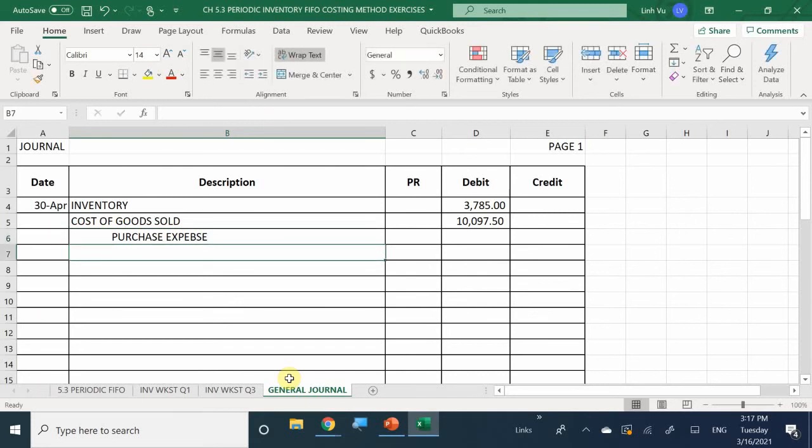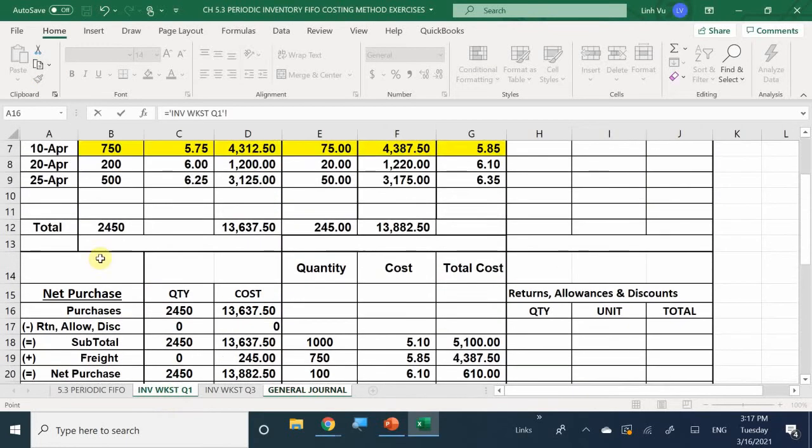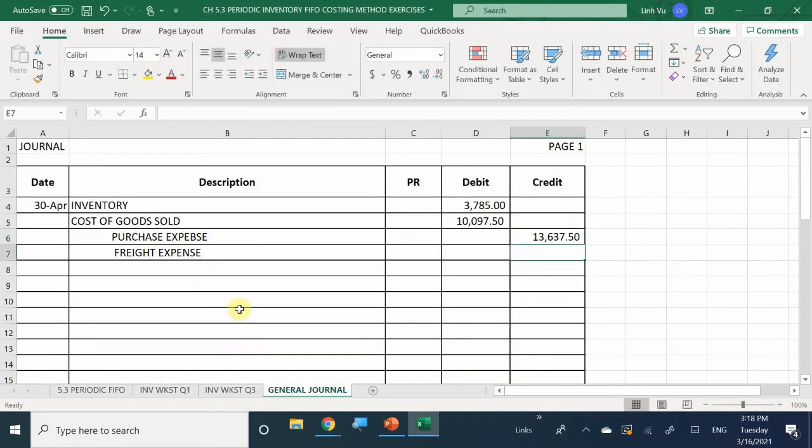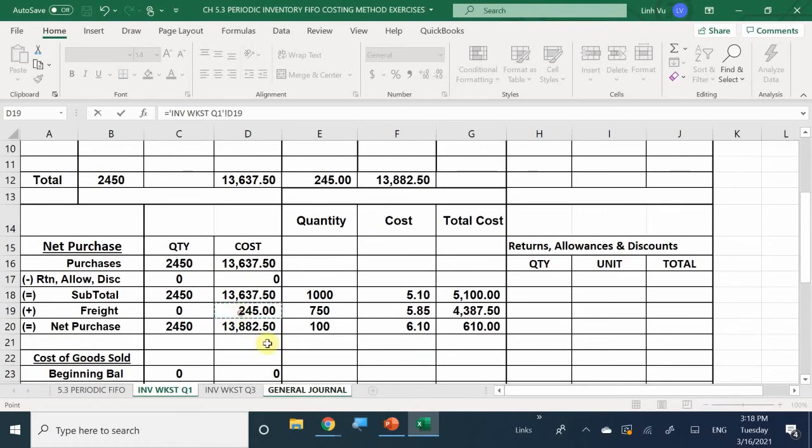Okay? So again, my purchase expense, what else do I have? Cost of goods available. Not for this context. What is usually associated when you make your purchases? Freight expense. Yes, correct. So how much was my total purchases, just the units, without the freight? What did I originally purchase the entire purchase price for? $13,637.50. Correct. And how much was the cost of my freight? The $245. Yes, the $245.